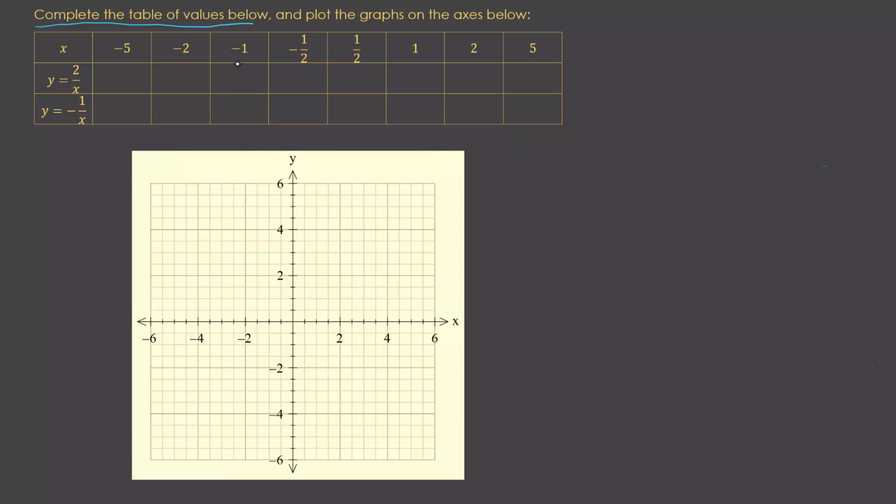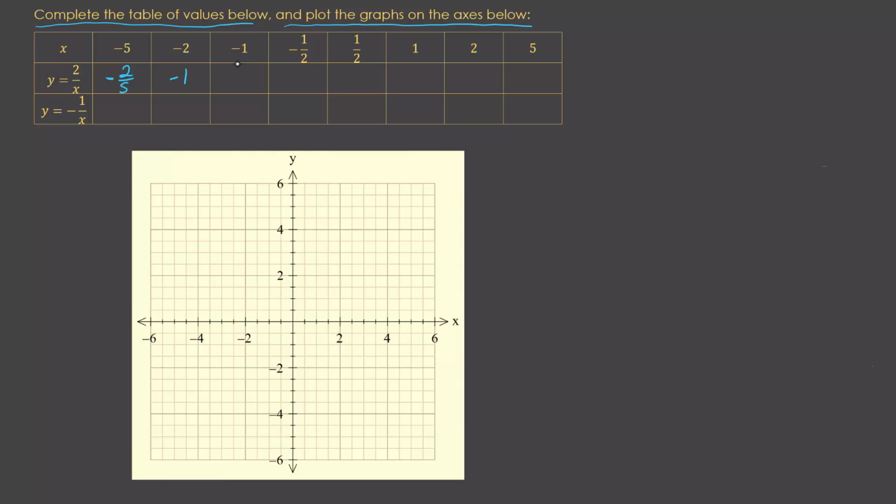Complete the table of values below and plot the graphs on the axes that we're given. So if x is -5, 2 divided by -5 is -2/5. If x is -2, 2 divided by -2 is -1.